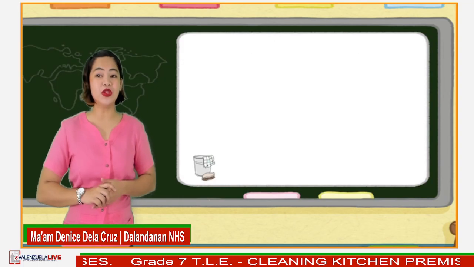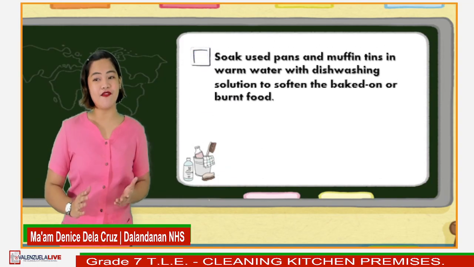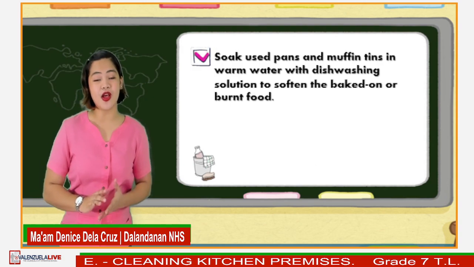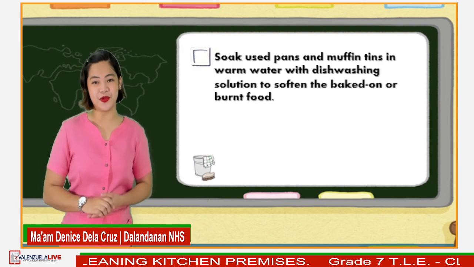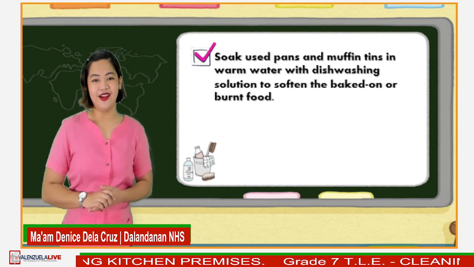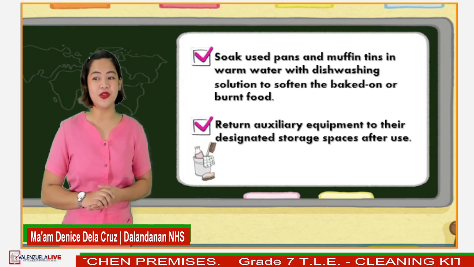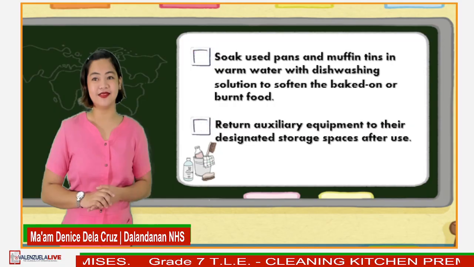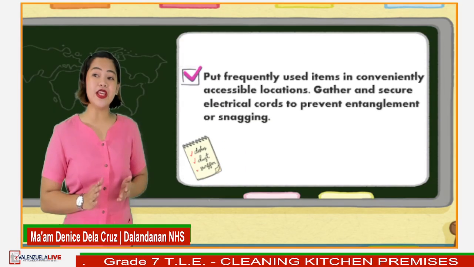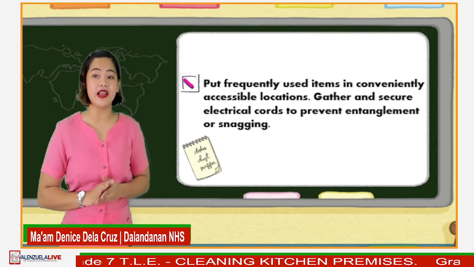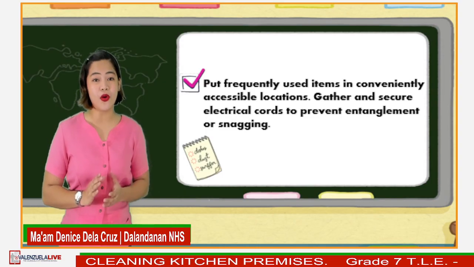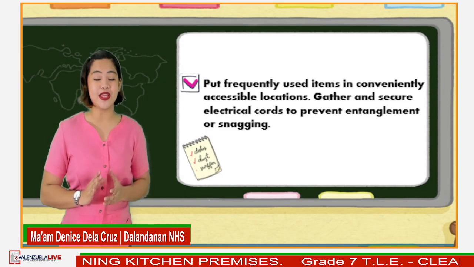Next, you need to soak used pans and muffin tins in warm water with dishwashing solution to soften the baked-on or burnt food. Return auxiliary equipment to their designated storage spaces after use and put frequently used items in convenient, accessible locations. Gather and secure electrical cords to prevent entanglement or snagging.